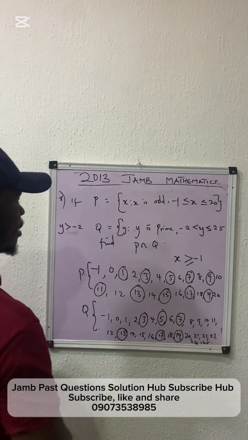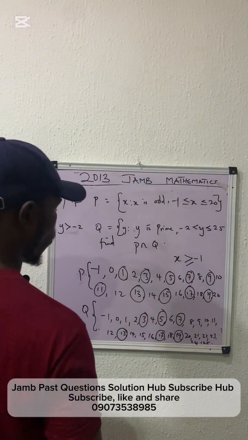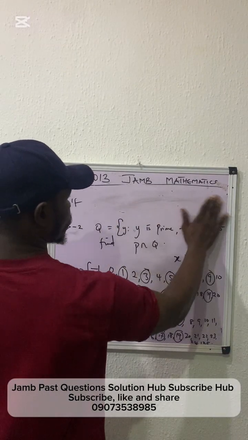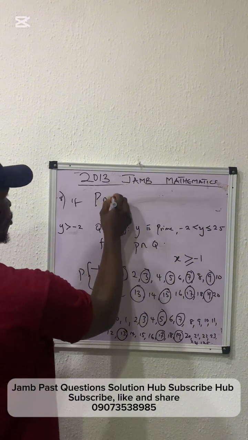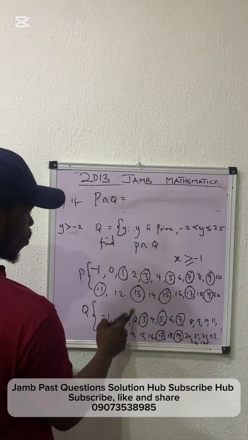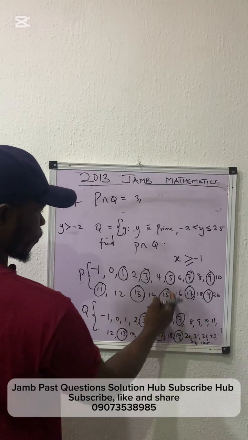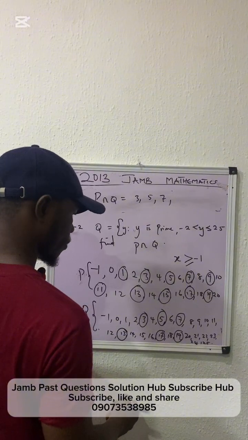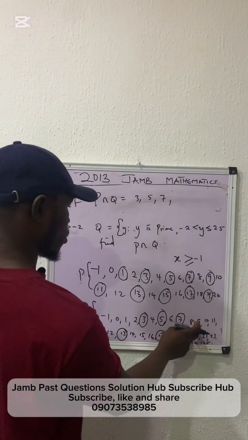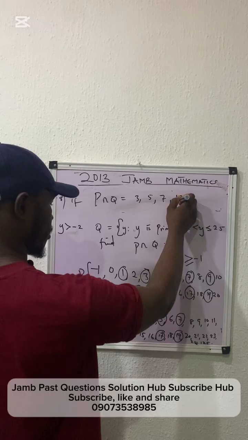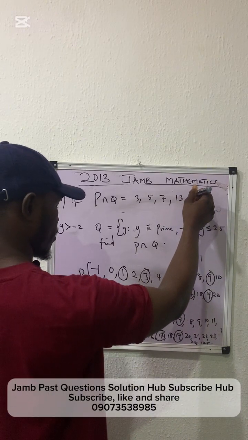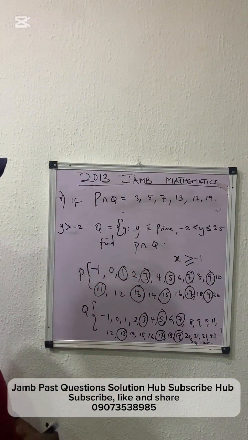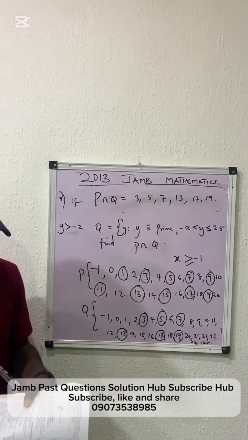So P intersect Q, where P and Q meet, is equal to 3, 5, 7. There is 9? No, 9 is not. Then 13, 17, and 19. So those are the elements of P intersect Q.